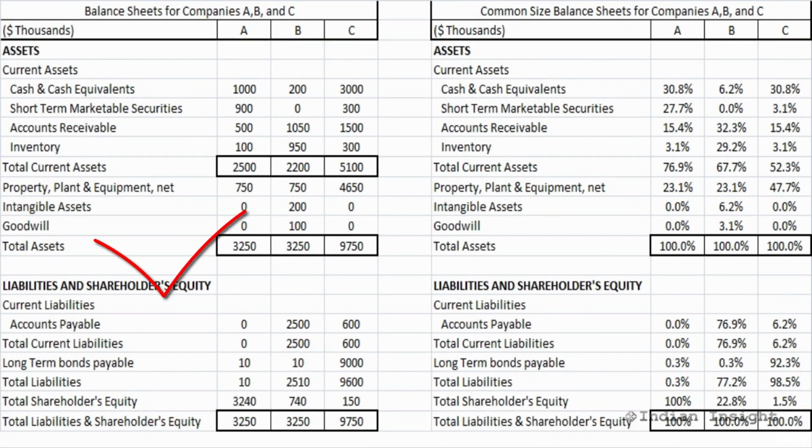Now this table has balance sheets of three hypothetical companies. Company C with assets of 9.75 million is much larger than Company A and Company B, both of which have 3.25 million in assets. Let's look at a common size balance sheet for these three companies, which we use to compare these companies.